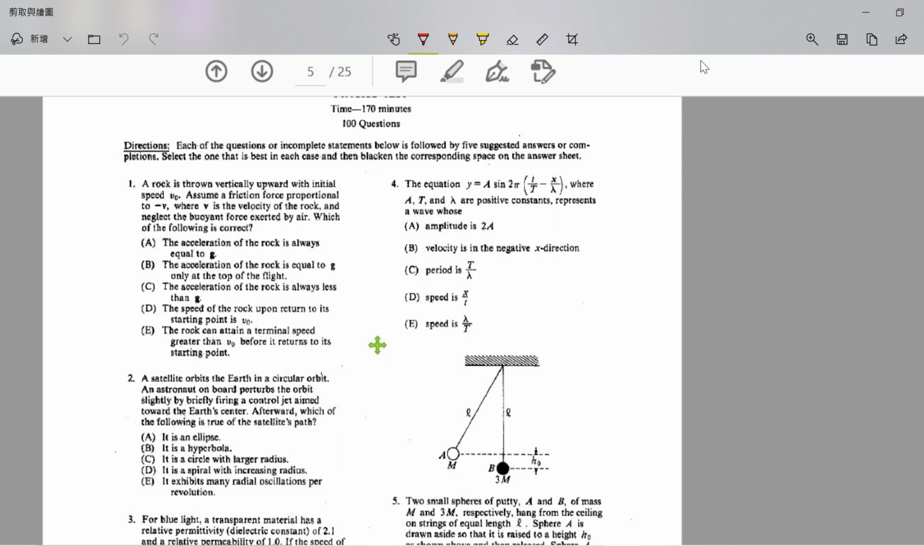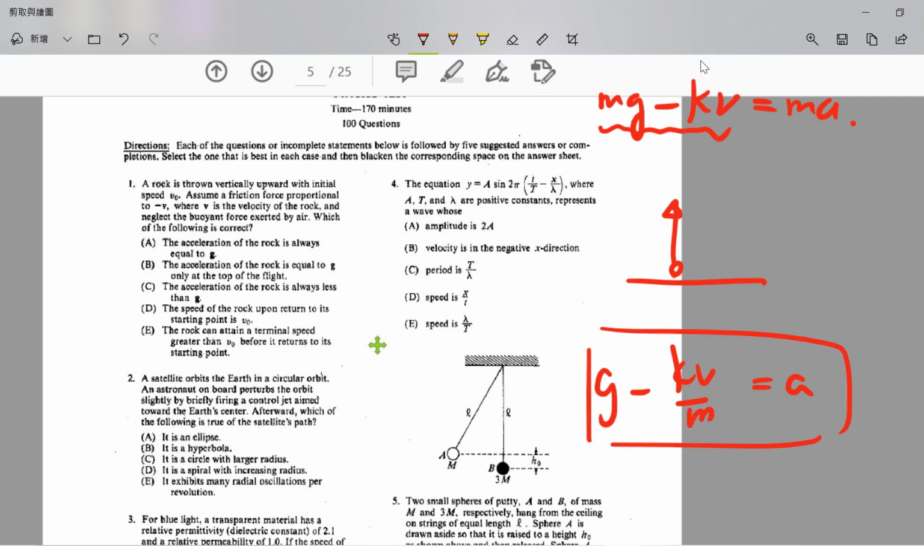We start from the first one. A rock is thrown vertically upward with initial speed. Assume that the friction force is proportional to the velocity. Your equation of motion is mg minus kv, the force proportional to the velocity, equals ma. So the acceleration is g minus kv over m.